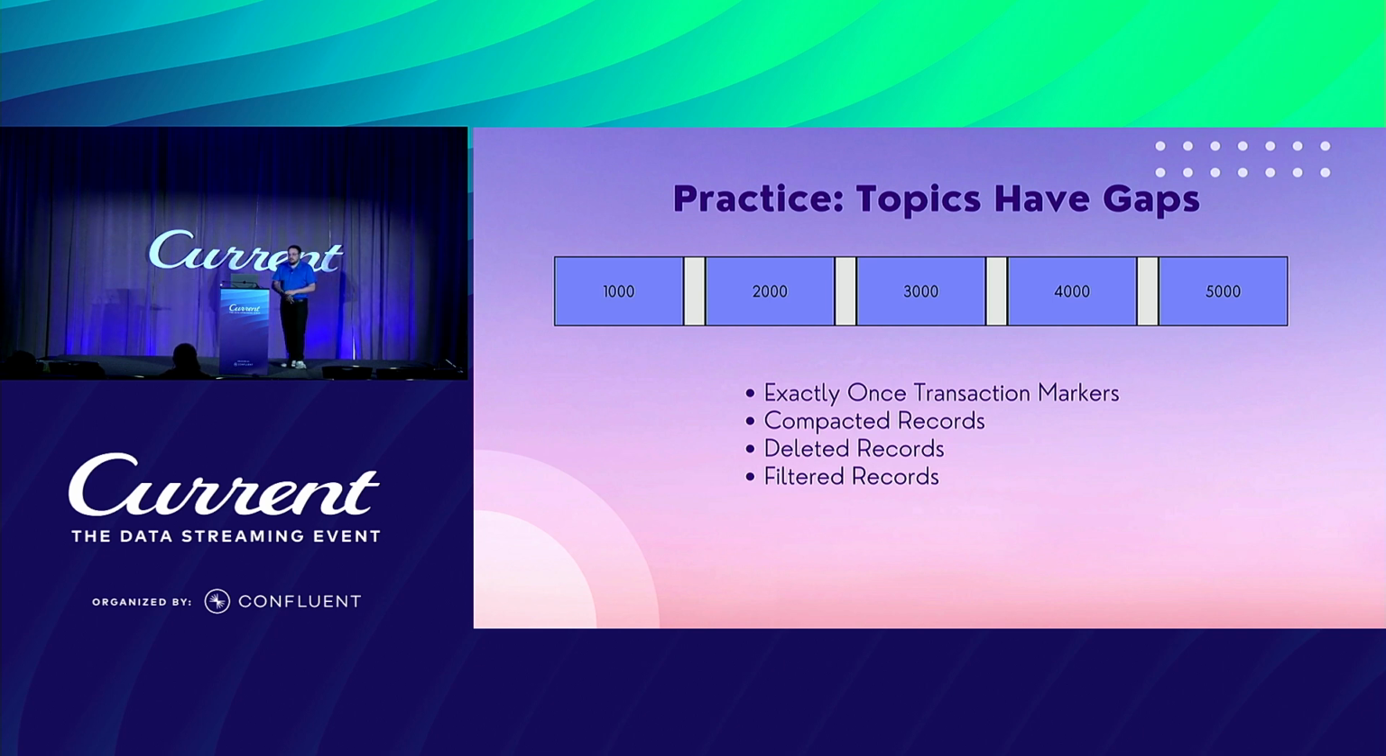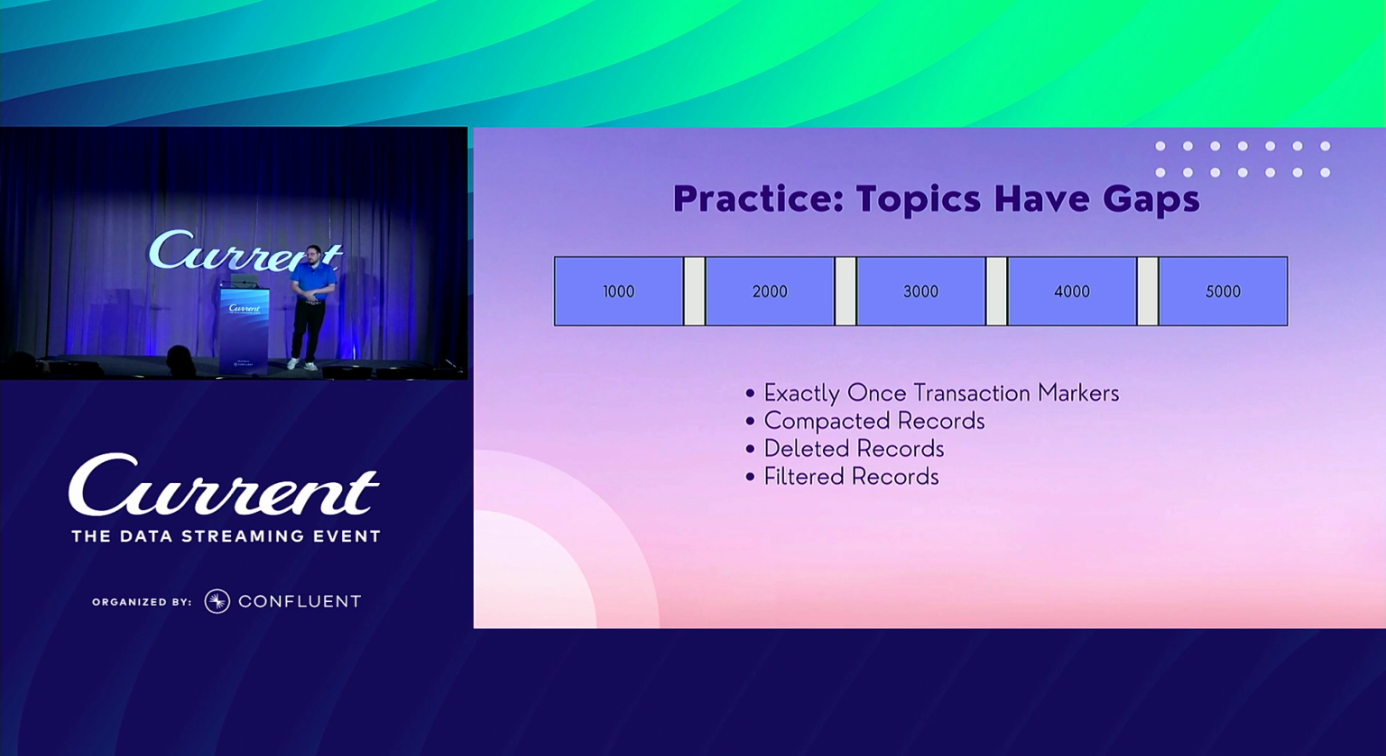Other sources of gaps are compacted records. If you have a compacted topic and you have an older version of a key, Kafka has the feature where you can remove that data because it's no longer relevant. And this just leaves gaps in your topic. It doesn't move around offsets. Similarly, for deleted records, if stuff falls off the end of the topic. And a more contrived situation is if you're filtering records as you're mirroring them, which is theoretically a feature that MirrorMaker 2 has. Those records that you're filtering out appear as gaps.